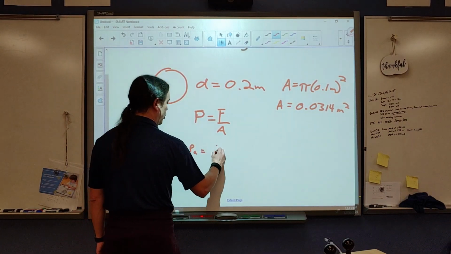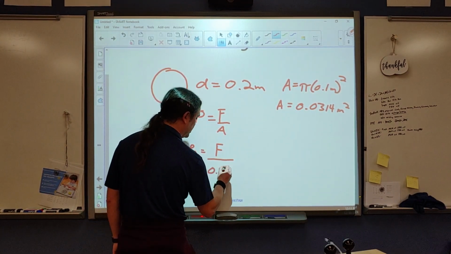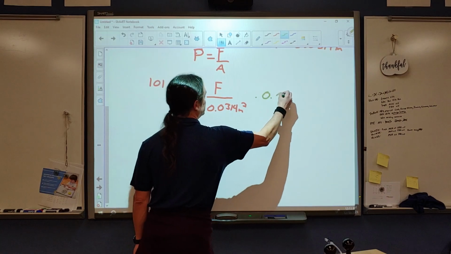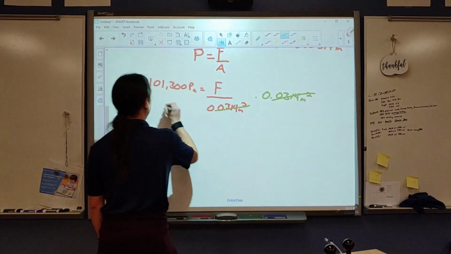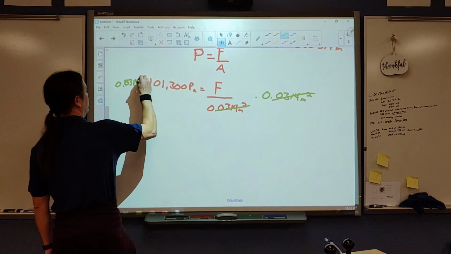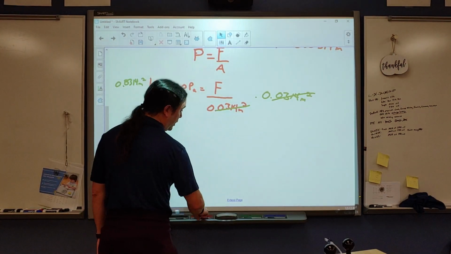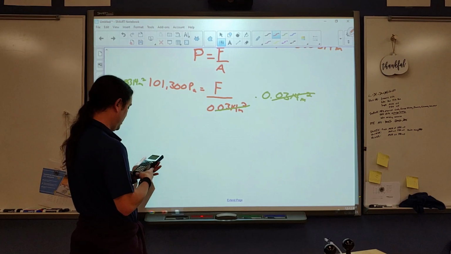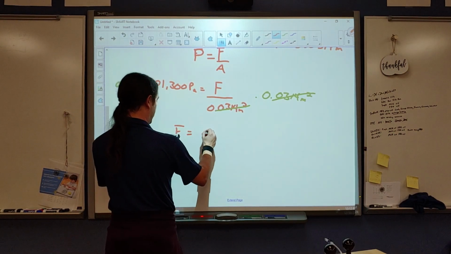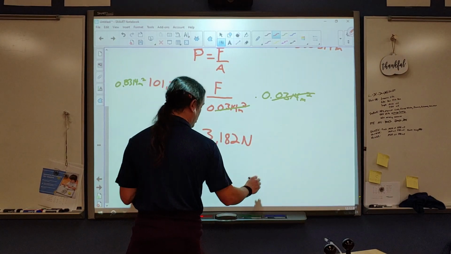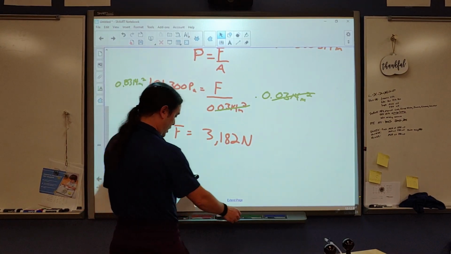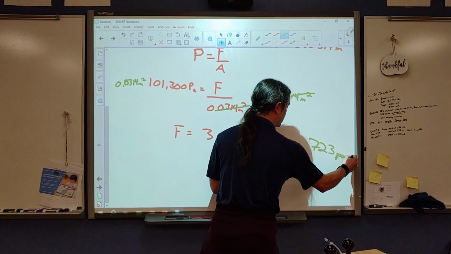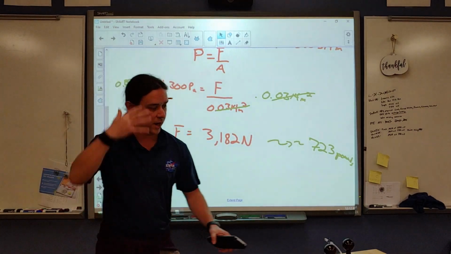101,300 pascals equals the force onto my head divided by the area, which is 0.0314 meters squared. Okay, so I can multiply both sides by 0.0314 meters squared. The meters squared and the pascals combine to become a newton. Once again, put SI in, get SI out, and we get times 101,300. We get approximately, the force applied onto my head comes up to about 3,182 newtons, which, if I remember the conversion rate correctly, comes up to about 723 pounds. Now, believe it or not, that is how much is being pushed down onto your head.